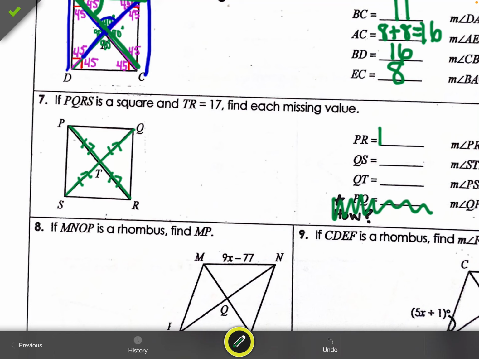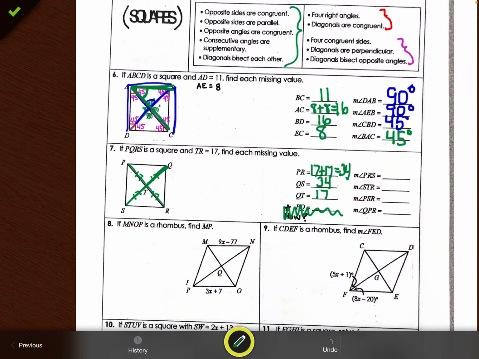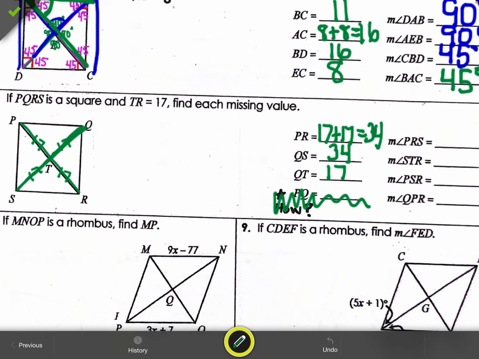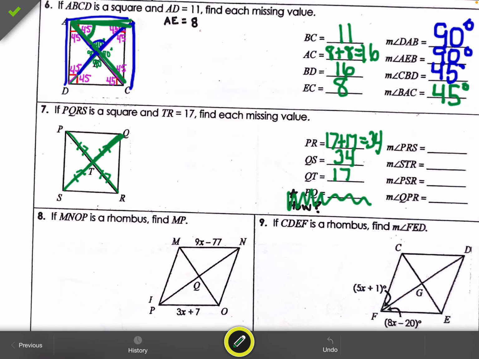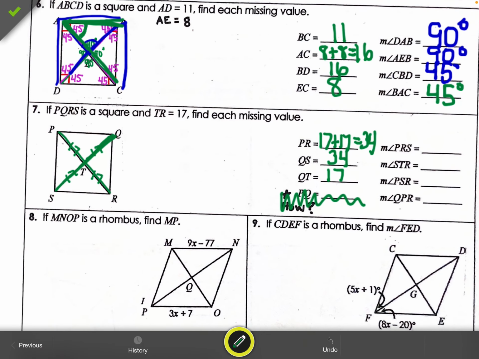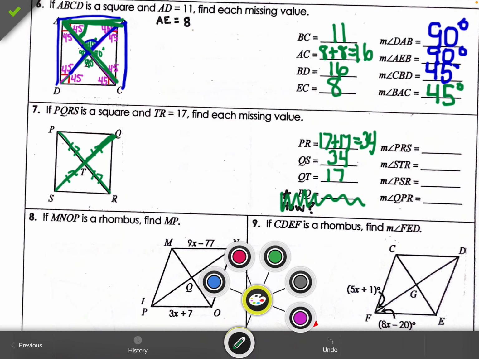They want PR. Well, we already said your two pieces are 17, so that would be 34. They want QS. Again, that's your whole diagonal, 17 and 17, or you know it's 34. And then they want QT, which is just half of your diagonal, 17. Now we have to look at the angles. So you can fill in the picture or not, but hopefully if you trace them, you can figure out if it's 45 or 90, because those are the only two options. Just make sure you trace it with your pencil.